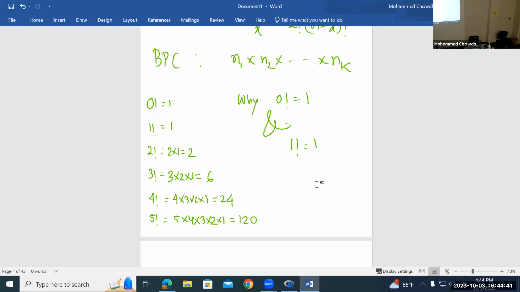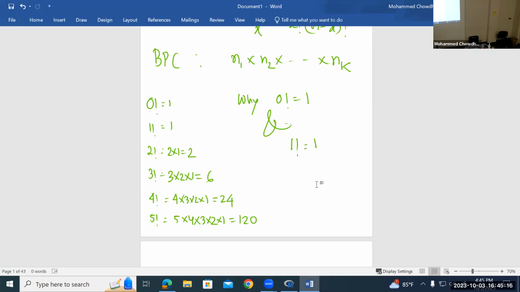Why factorial 0 equal to 1, factorial 1 equal to 1? If factorial 0 equal to 1 is not assumed, and if there is not a worldwide agreement on factorial 0 equal to 1, then this computation formula will not work. Permutation and combination will not work when you choose all from all. Do you understand what is all from all? 3 letters from 3 letters. 3 choose 3. You understand?